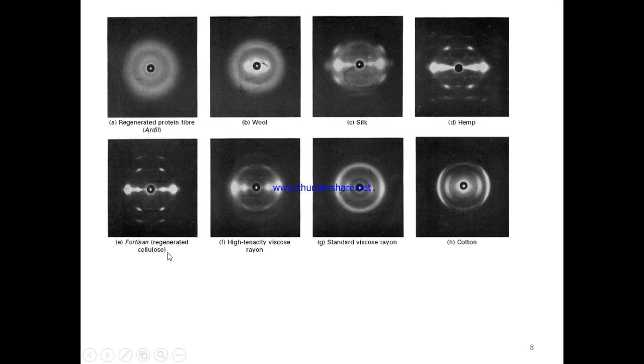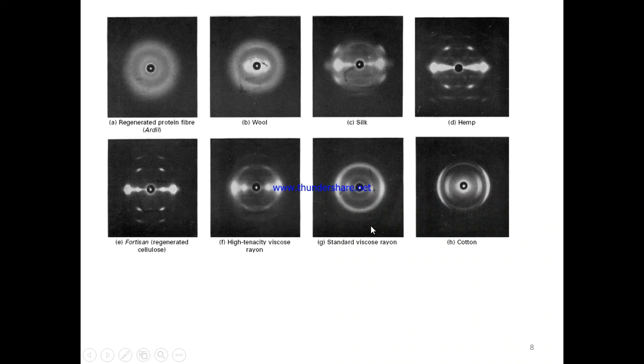In the case of regenerated cellulose again, Fortisan, that is another regenerated cellulosic fiber, you can see bright arcs only. The bright circles are not present. Bright arcs are present, so that means this is a highly oriented fiber. In high tenacity viscose rayon, the bright arcs are also present. That gives you the information about the high molecular orientation.